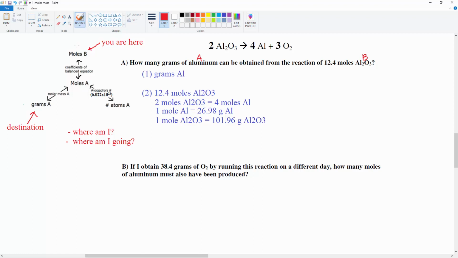And if I do that, hopefully you can see this is like a roadmap, right? I'm going to take this road here to go from moles of B to moles of A, and it tells me how to take that road. It says, take the coefficients of the balanced equation highway down to moles of A. And once I get that, it says you're going to take the molar mass of A to get down to grams of A. And then you'll be at grams of A. So this is going to be a two-step conversion, and this is the direction I'm going.